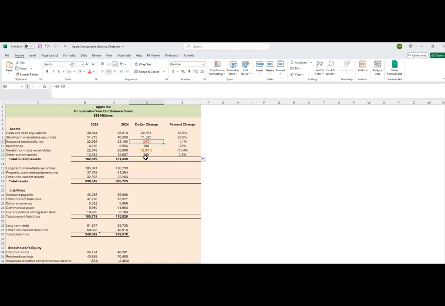That's my dollar change. Now I'm going to divide that 260 by the prior year, which is always the oldest year. I divide 260 by 23,186, and it gives me negative 1.1%. You need to be careful here when you analyze this, because you might say, this is not good. This is an asset, it decreases, not good. No, this is actually a good thing.